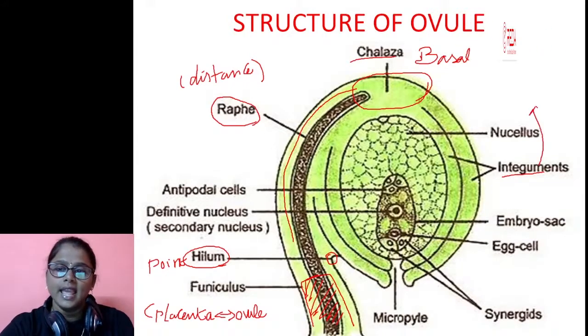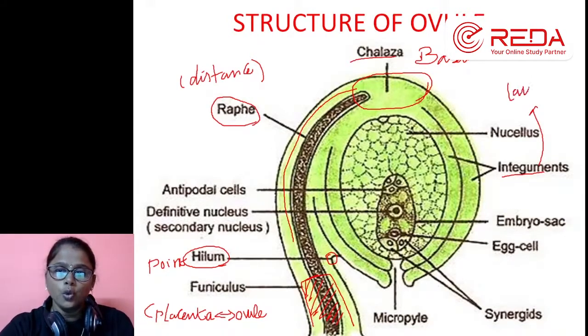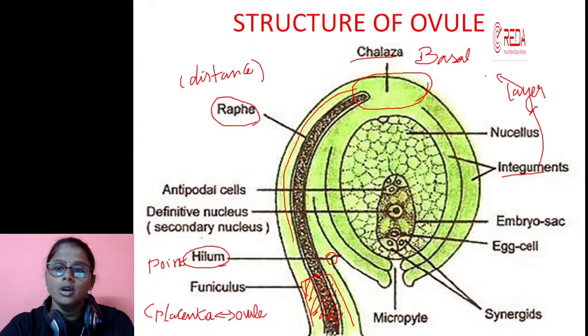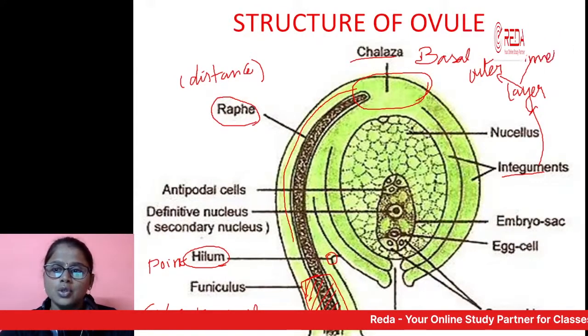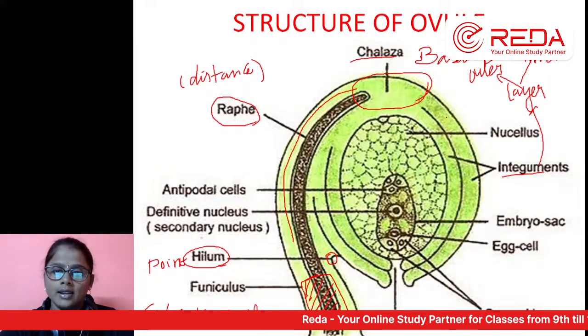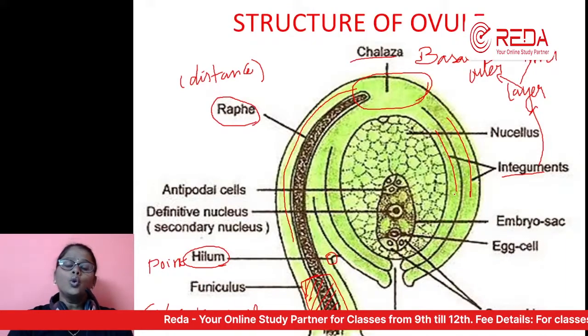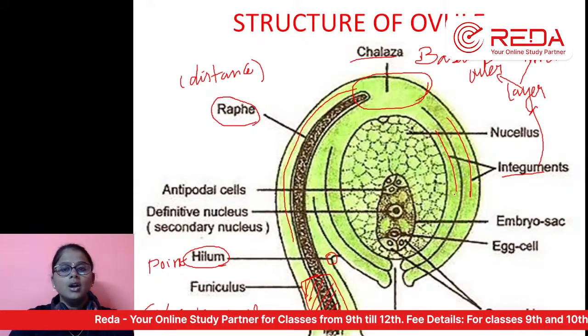Integuments means layers. So there are two layers present in the ovule. One is the outer integument, another one is the inner integument. So we are having two integuments, one is here and second one is here. So two integuments are covering the ovule.